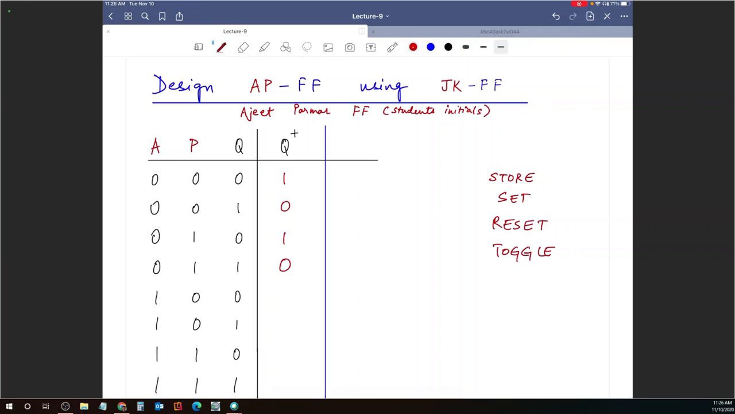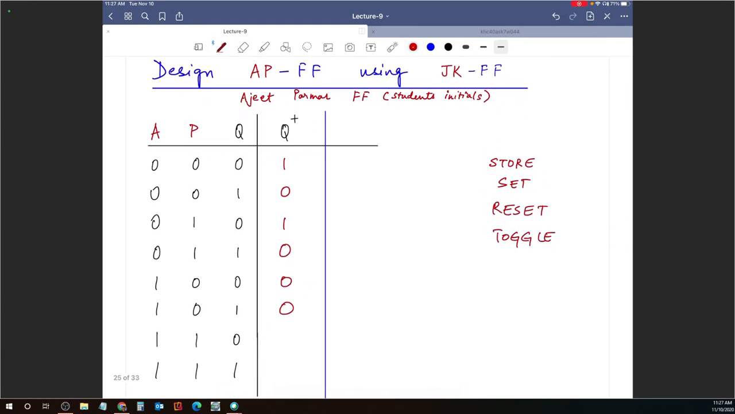Again toggle. All right. 1 and 0. A is 1, P is 0. That is reset. So 0, 0. What is the last one? 1 and 1. What do you guys want to happen? Why are you so fond of toggle? Store, yes, thank you. All right, so we have some storing. Otherwise, it was going to be useless.